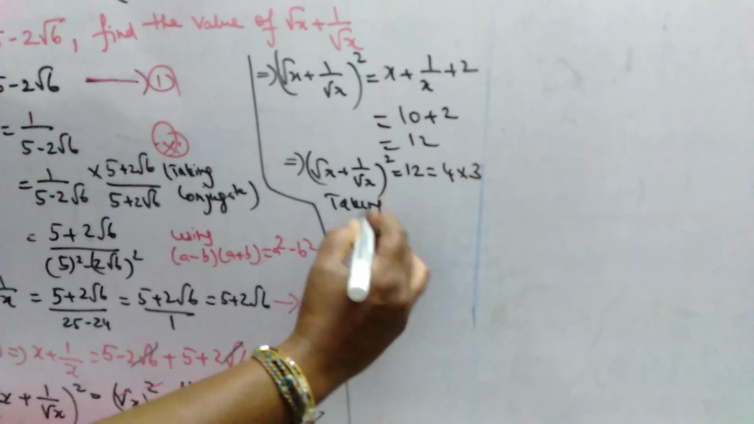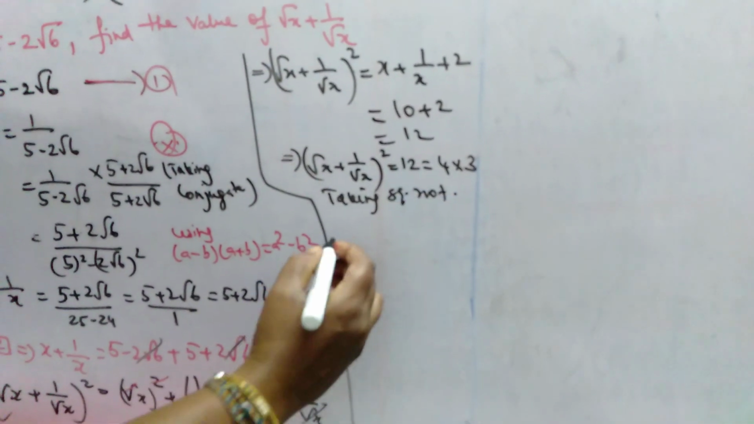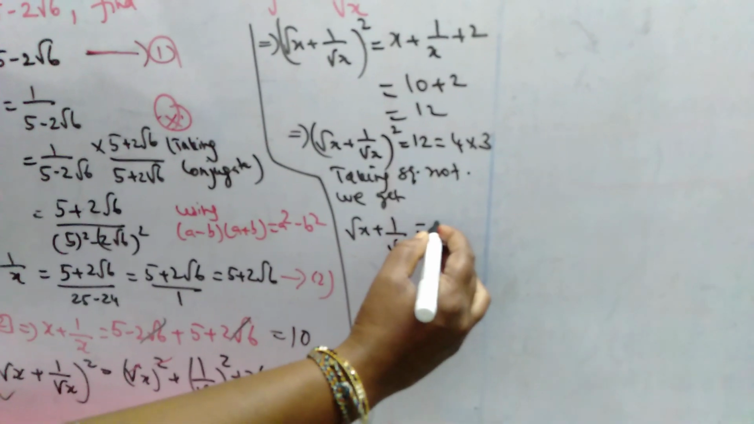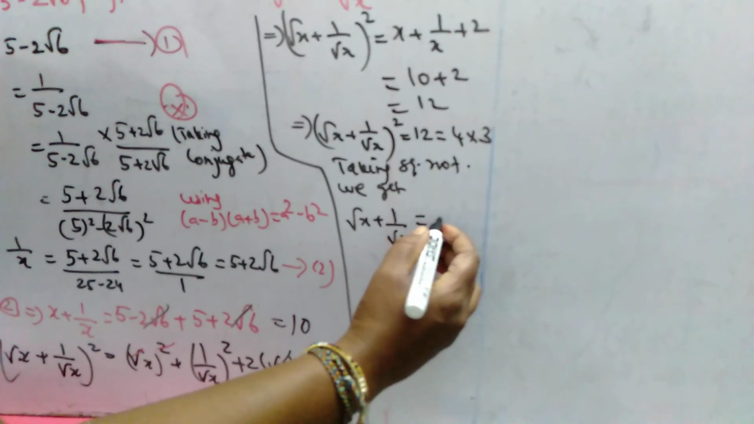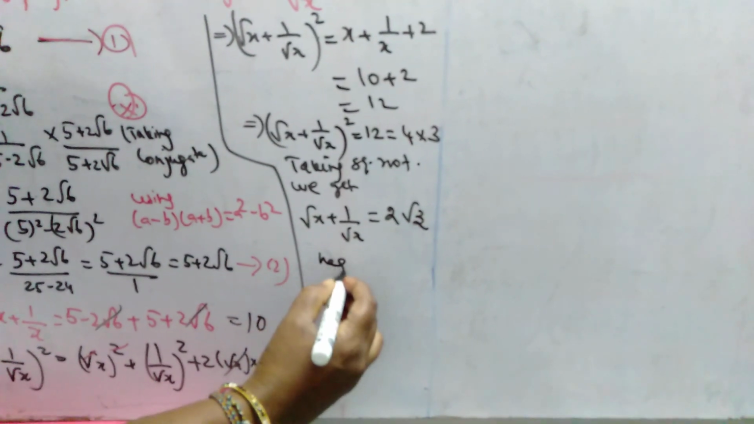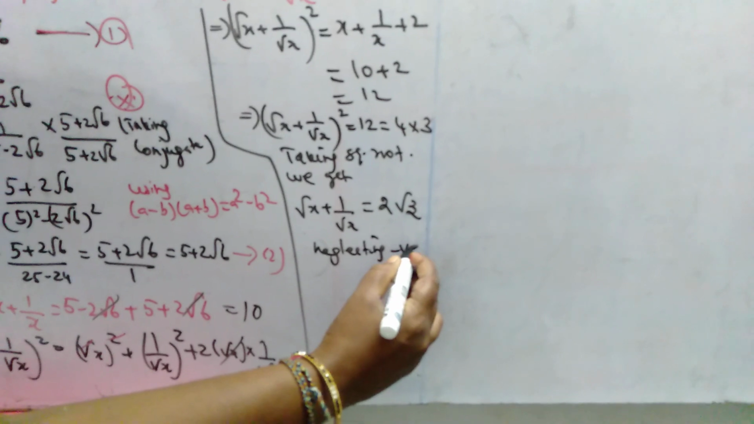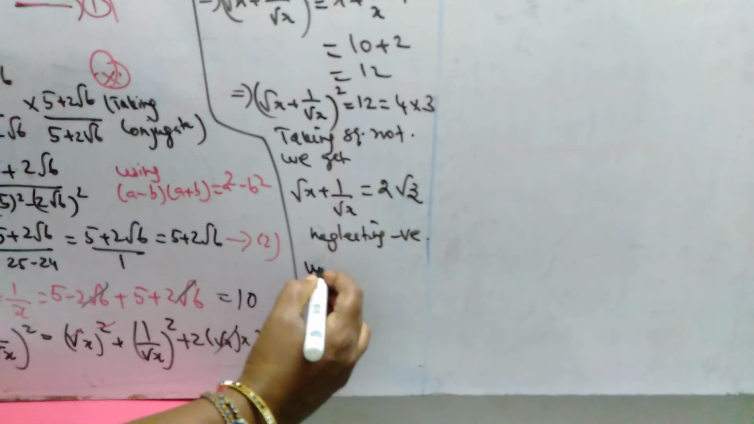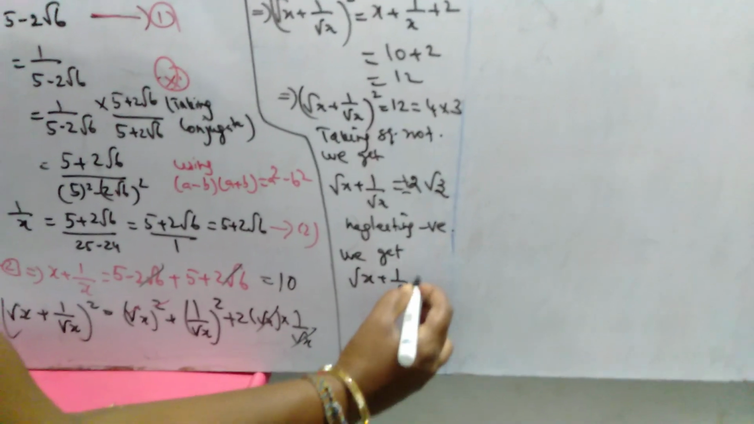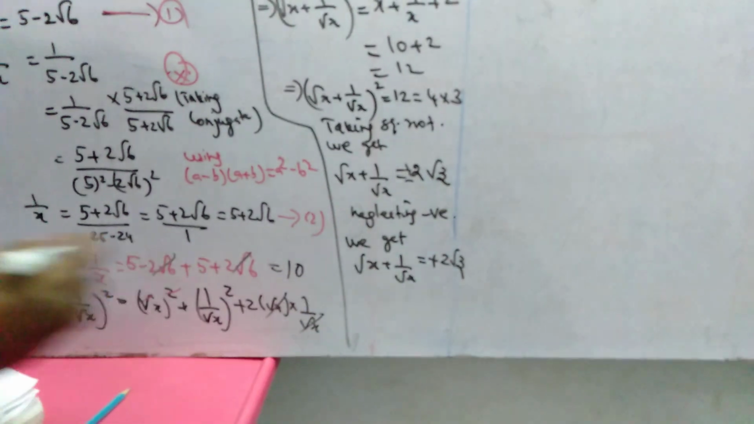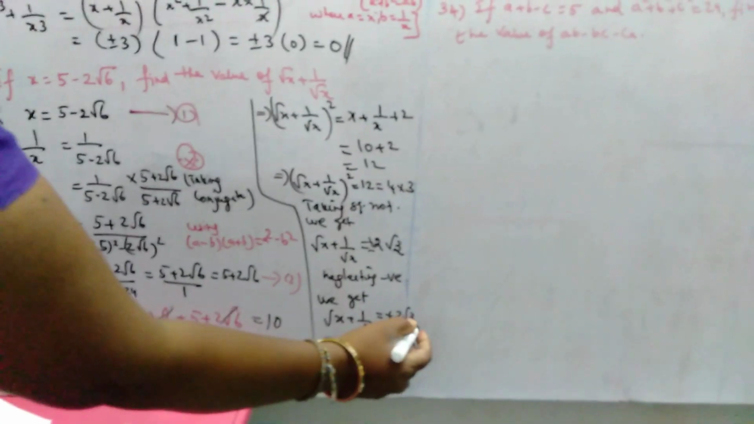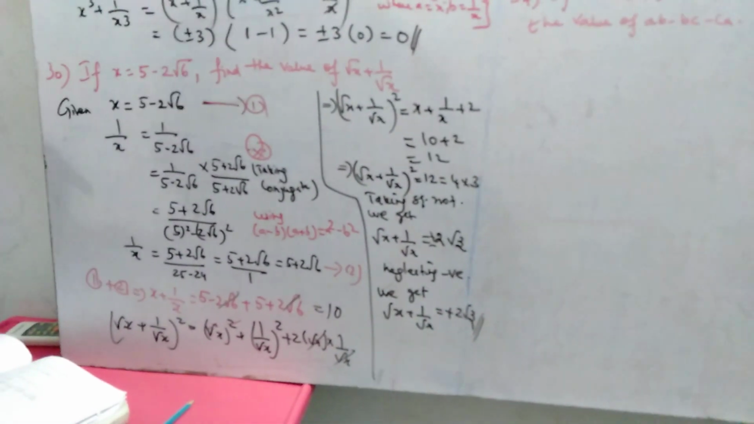So taking square root, we get root x plus 1 by root x equals, which is what? 2 root 3. So neglecting negative, we get root x plus 1 by root x is equal to plus 2 root 3, which will satisfy the condition because here x value will be positive only. Right? This is the solution of this question.